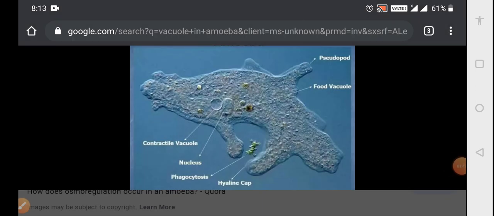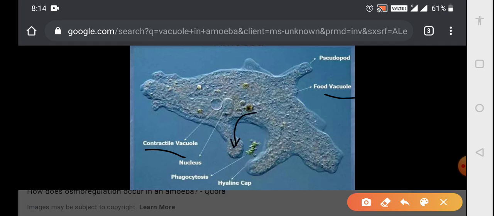This is an amoeba, a unicellular organism. This amoeba also has vacuoles. In fact, amoeba has different types of vacuoles, like the food vacuole, which carries food, and the contractile vacuole, which carries water. This food vacuole is formed when the pseudopodia engulf any kind of food by the process of phagocytosis.